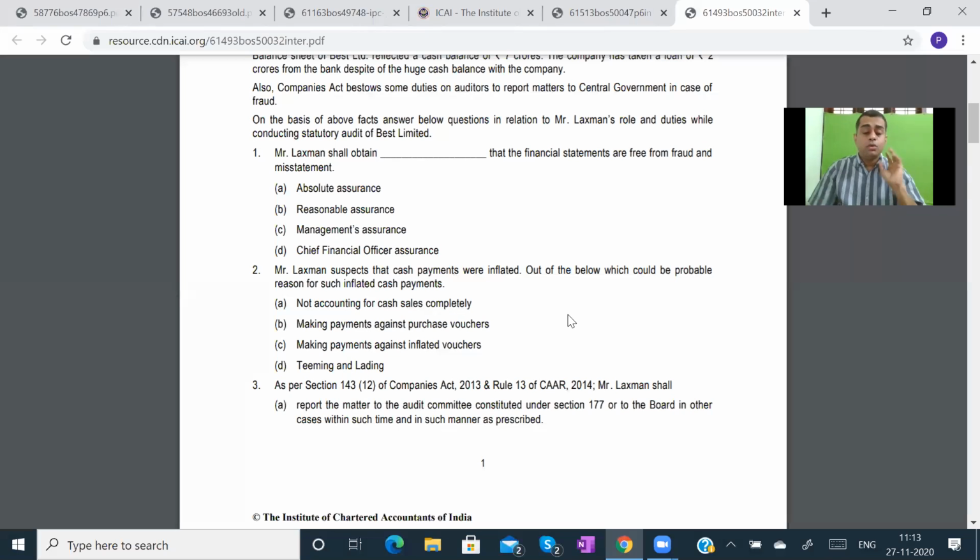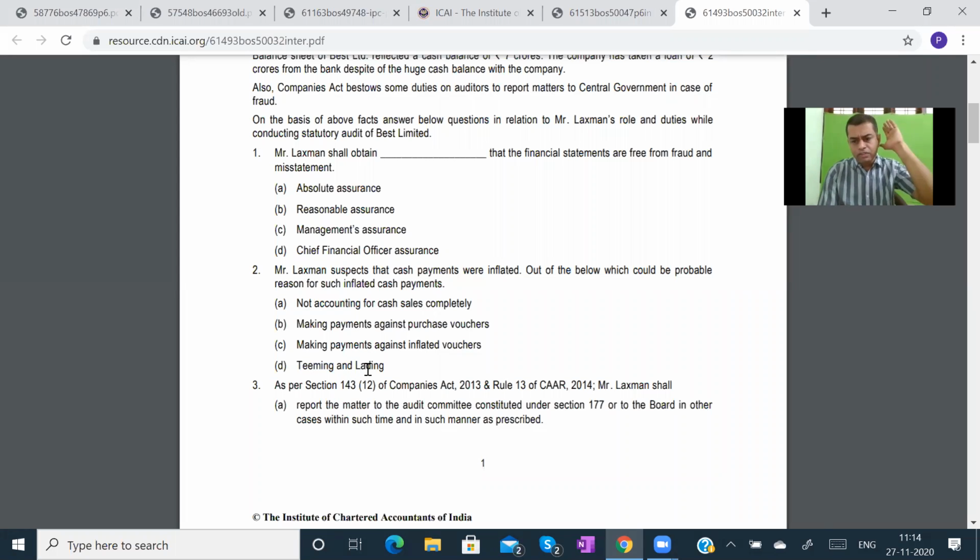So, see, what is the suspect here? What is the doubt here? Cash payments are inflated. So, if cash sales are not recorded completely, cash receipts come down. Cash payments will not be inflated. Making payments against purchase vouchers: if you are making payment against purchase voucher, payments will not be inflated. Payment will be recorded. Third one, making payment against inflated vouchers. That means 100 rupee voucher, you are writing 120 rupees and you are making payment. And fourth one is teeming and lading.